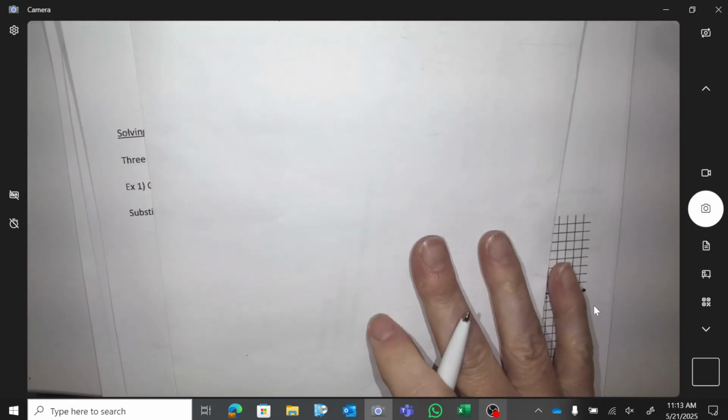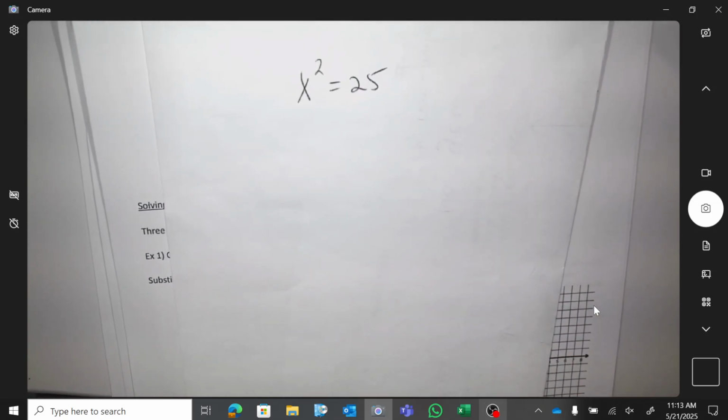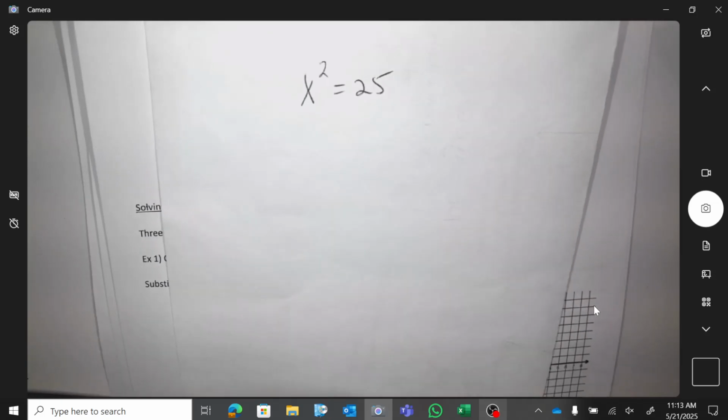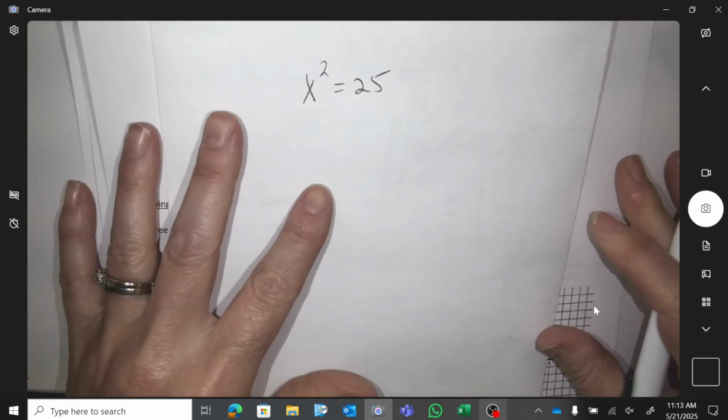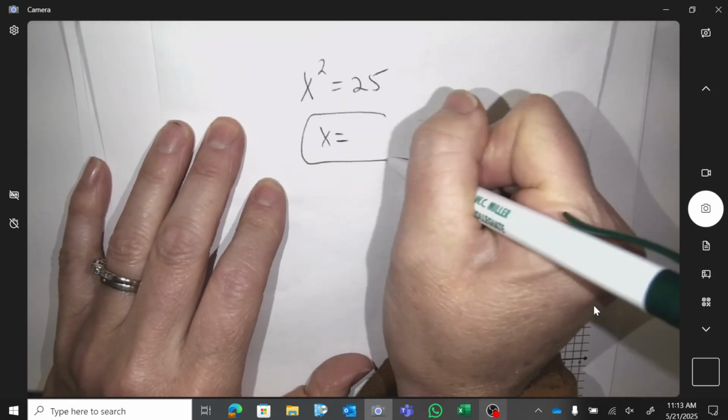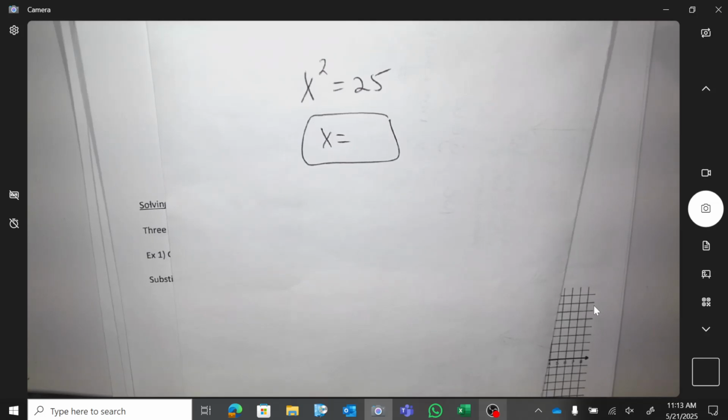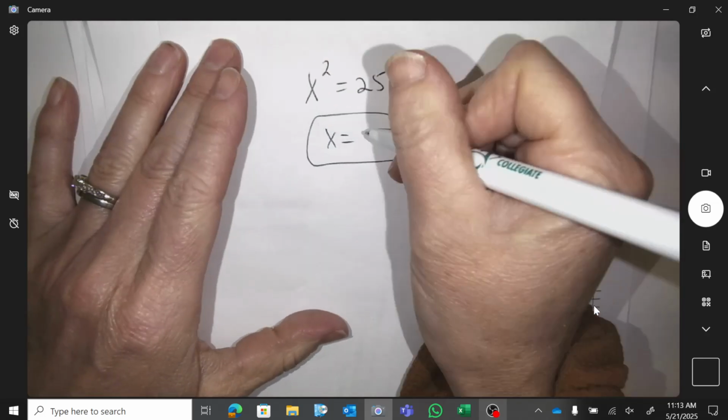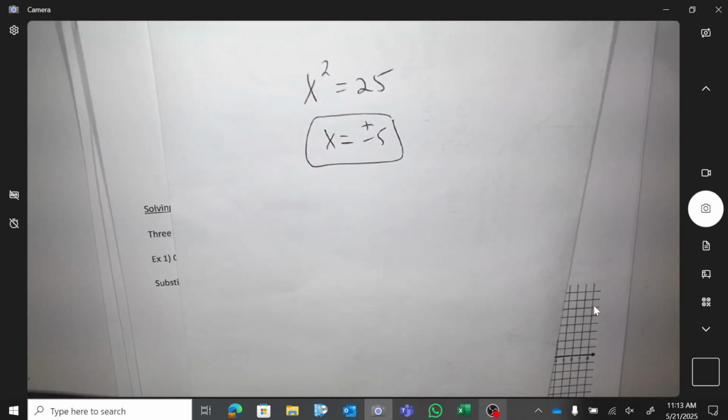Here's one reminder. What's the answer to this question? What's the answer to this math question? What would you answer there for me? Plus or minus 5. That's a reminder.